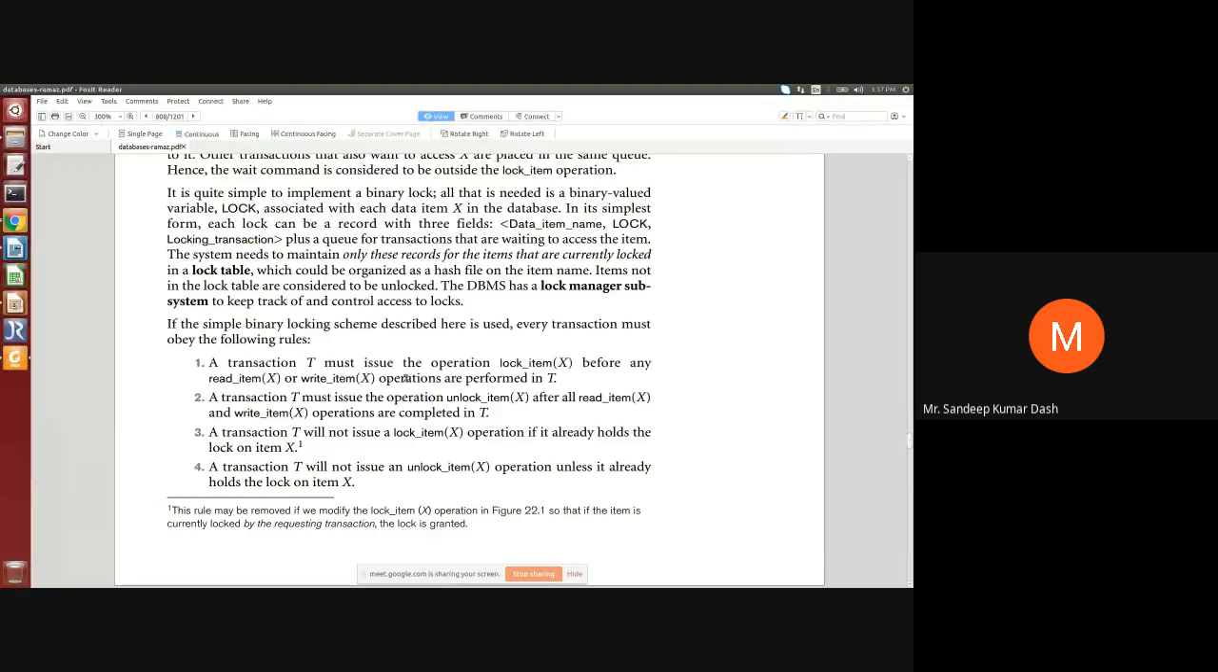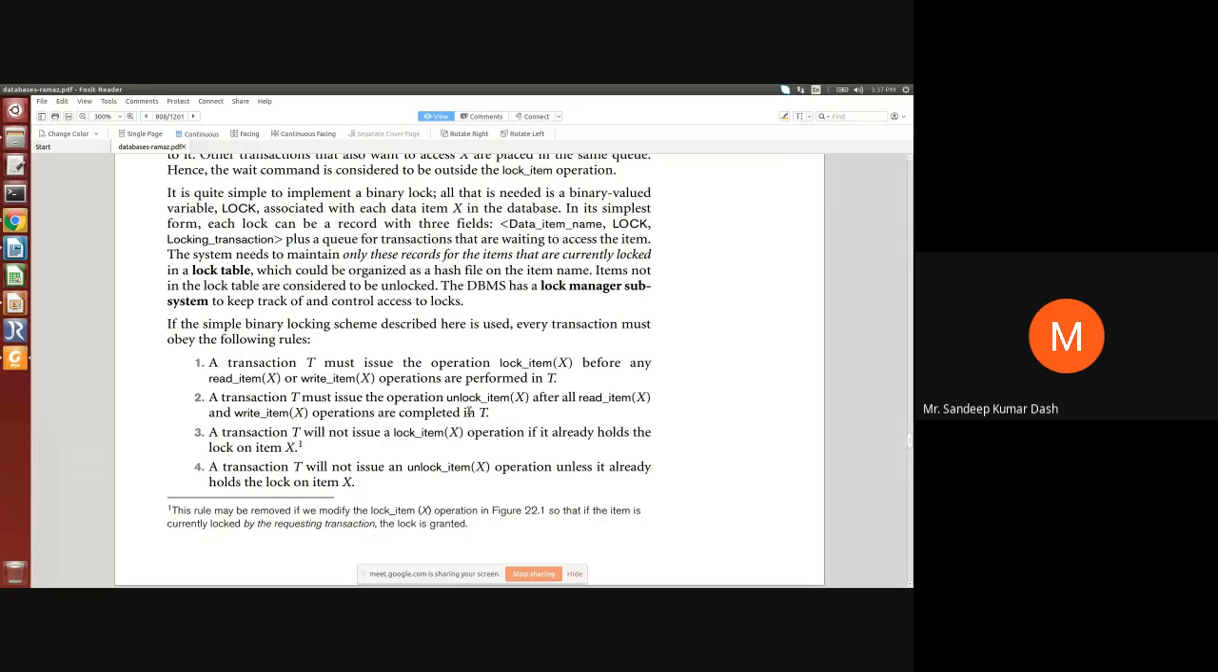In case of normal binary locking, these things are ensured. The transaction T must issue the operation lock item X before it does any of read X or write X. That means it has to acquire the lock for the data item before it tries to read or write into it. Then the transaction T must issue the operation unlock X after it reads or writes into X.